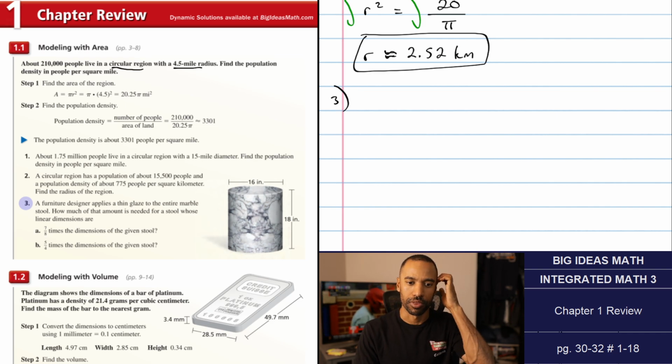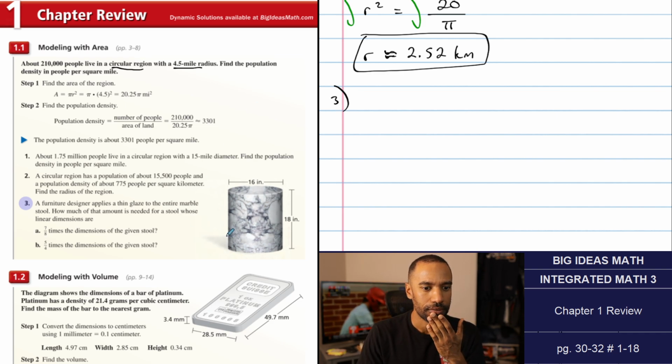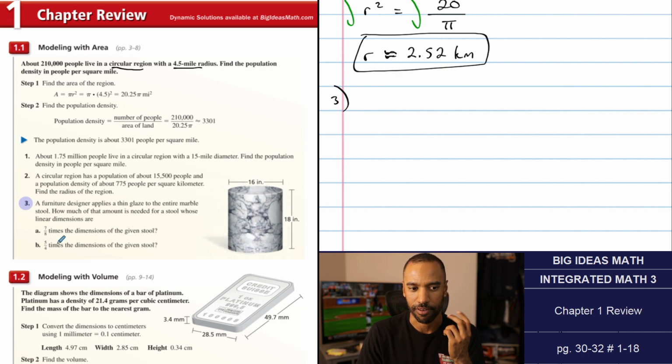How much of that amount is needed for a stool whose linear dimensions are 7/8 times the dimensions of the given stool and 5/4 times the dimensions of the given stool? We could write those as percentages too if you ever wanted to.